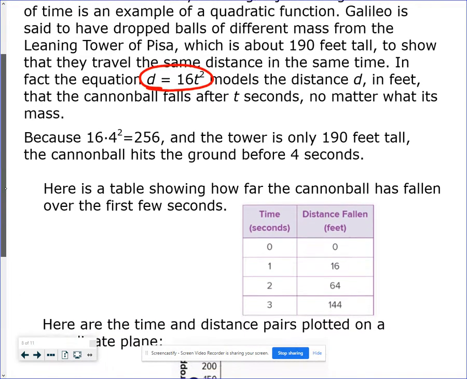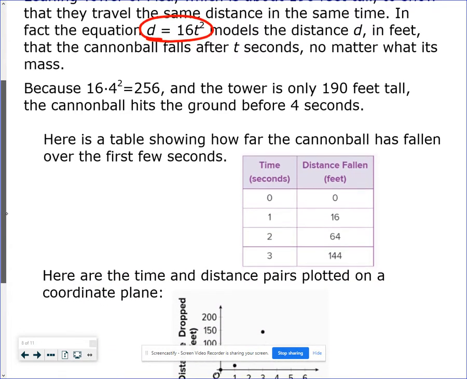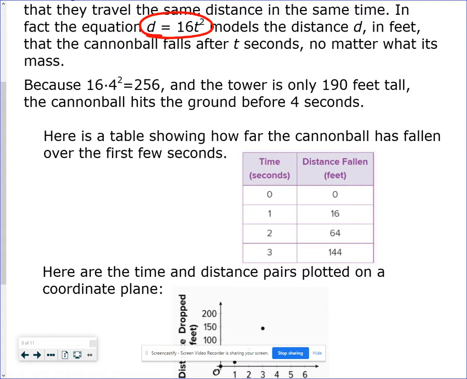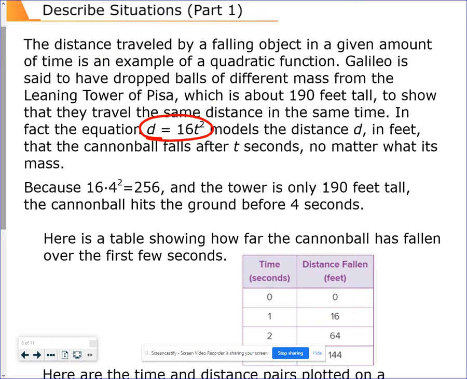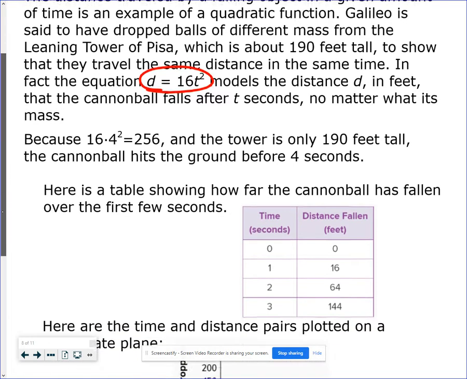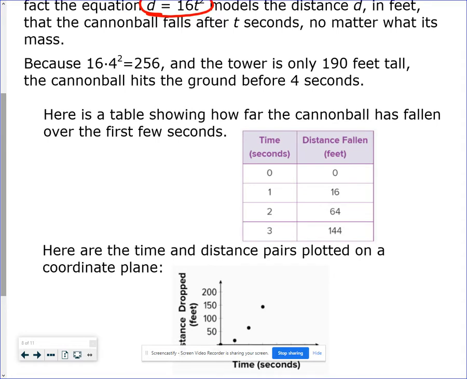Because we've got this 16 times 4 squared equals 256 and the tower is only 190 feet tall. Oh, I didn't read the rest of this, I guess. We've got a cannonball here that they recorded the distance that it fell from the Leaning Tower of Pisa, right? So at 0 seconds, it hasn't fallen yet. After 1 second, it has fallen 16 feet, then 64 and 144. We know this pattern. We saw this pattern earlier.